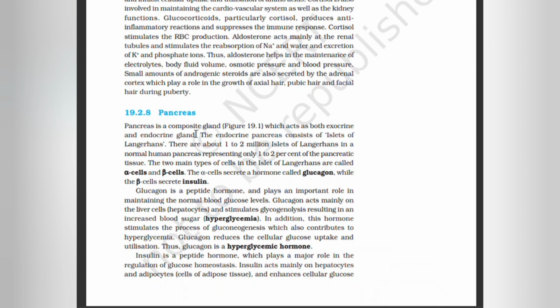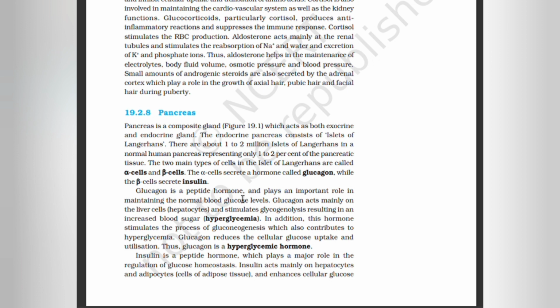Pancreas. Pancreas is a composite gland which acts as both exocrine and endocrine gland. Endocrine pancreas consists of islets of Langerhans. There are about 1 to 2 million islets of Langerhans in the normal human pancreas, representing only 1 to 2% of the pancreatic tissue. The two main types of cells in the islets of Langerhans are called alpha cells and beta cells. Alpha cells secrete a hormone called glucagon, while the beta cells secrete insulin.